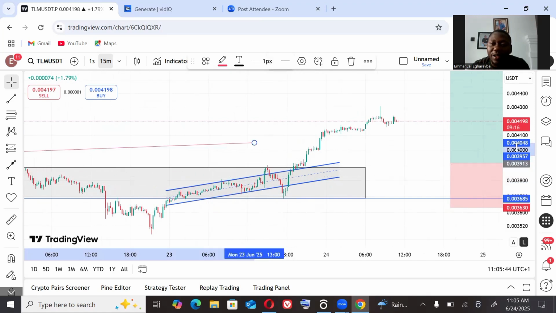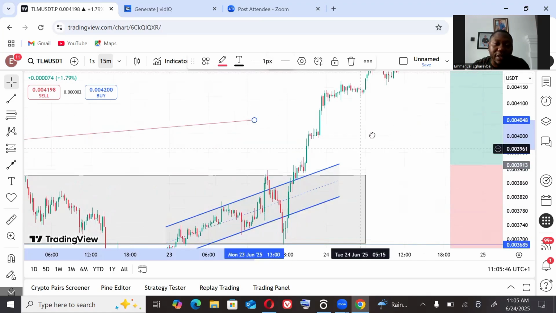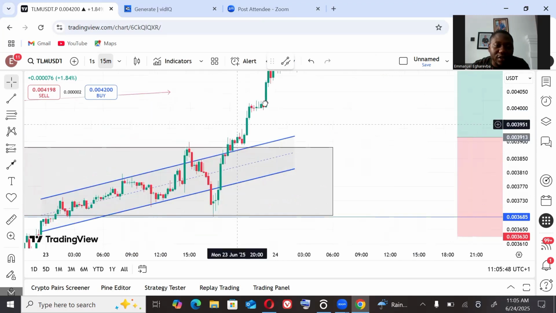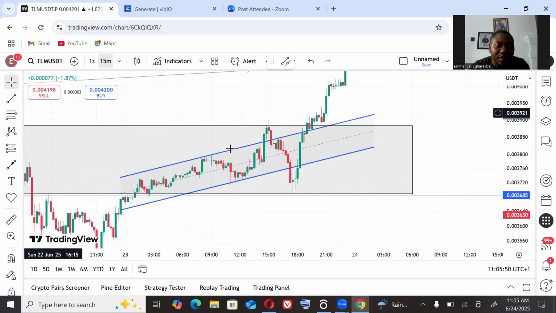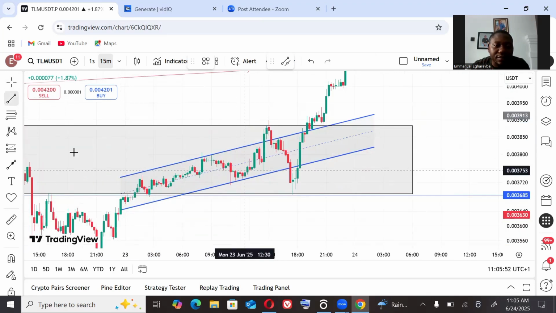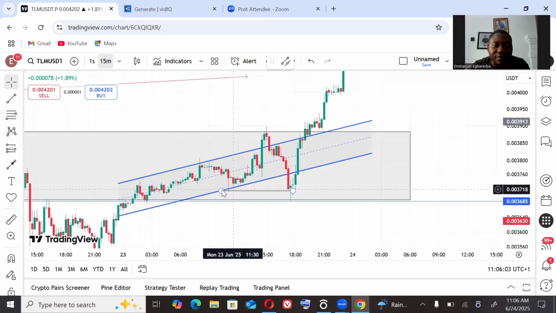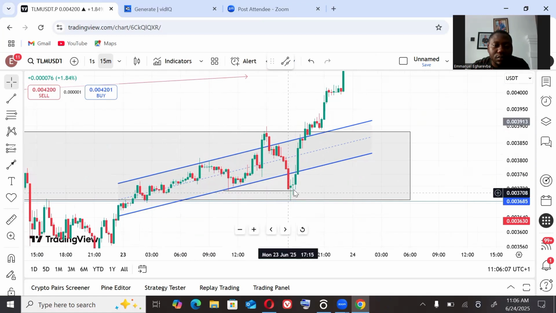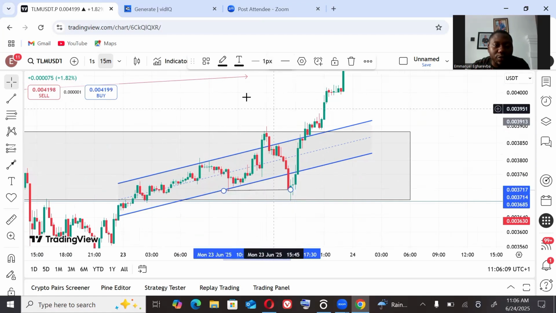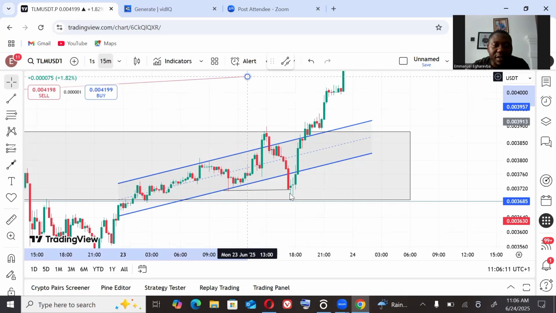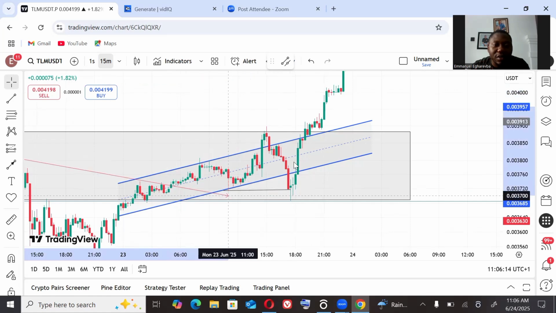Look at it. This was where I knew, okay, it's over for the bears. The bulls were already stepping in. It couldn't break the low that created this high. And guess what price did? Price came here, cleared everyone out, and began to move.